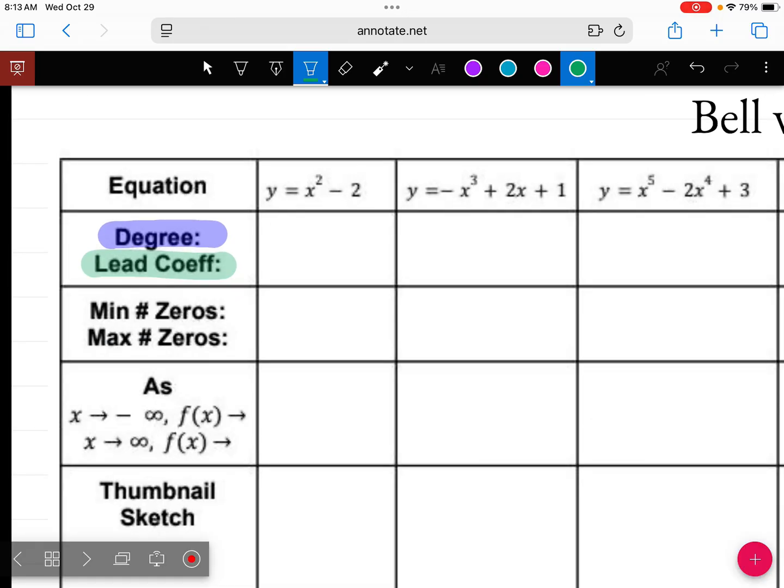All right, so let's look at this first one, and then I'll give you time to do the other three so we can practice it, just so that we have something to guide us instead of staring blankly at it. So for this first one over here, y equals x squared minus 2, I know it's small.